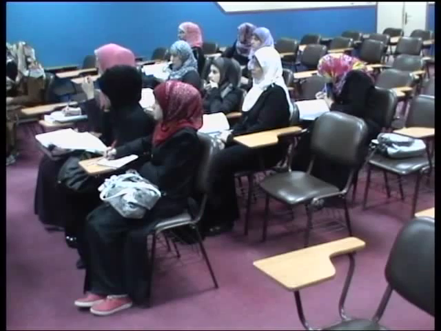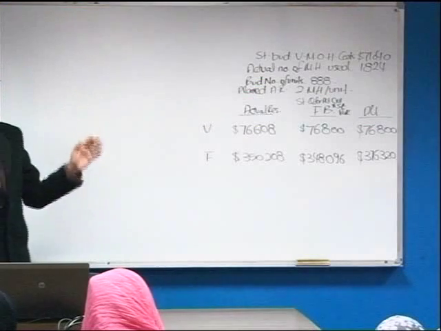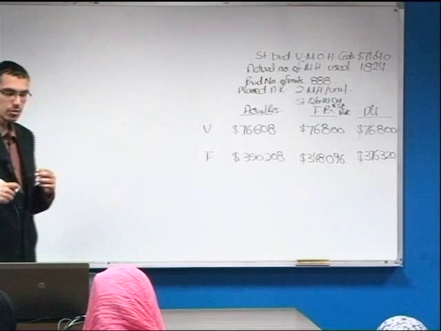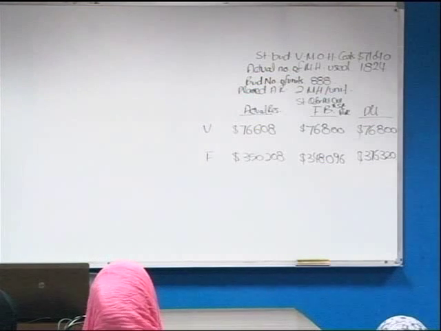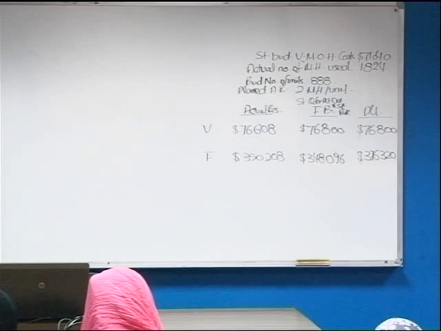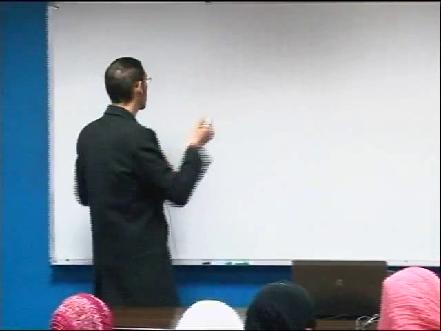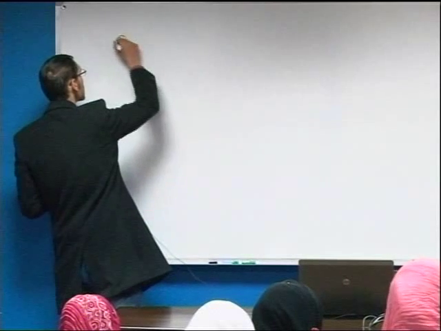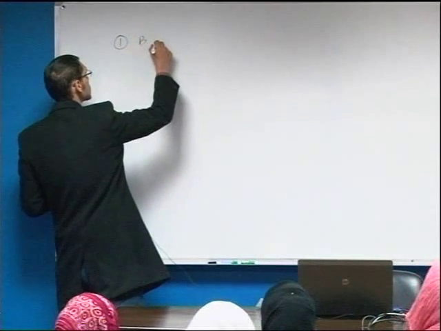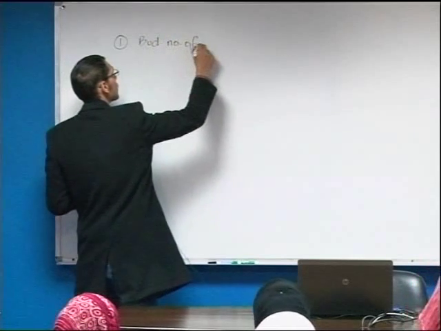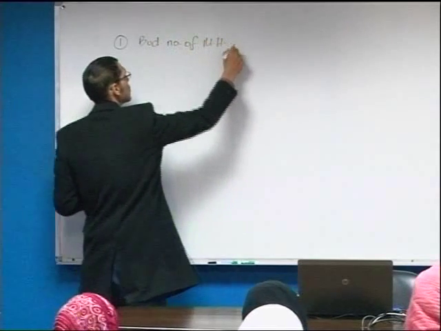Therefore, according to this information, they need us to calculate some of the numbers or information that could be used in our variance analysis. Therefore, number one, what is required? Budgeted number of machine hours planned.